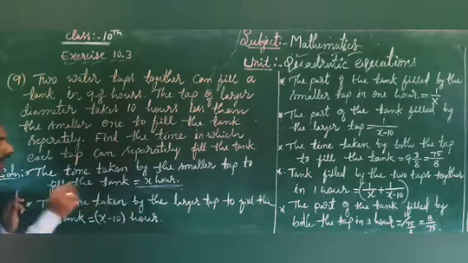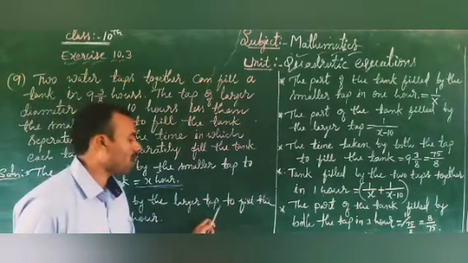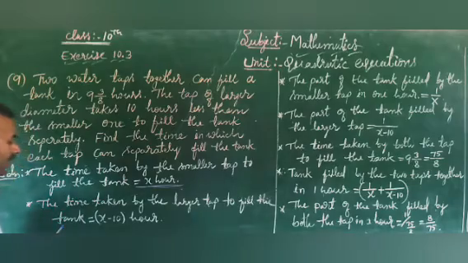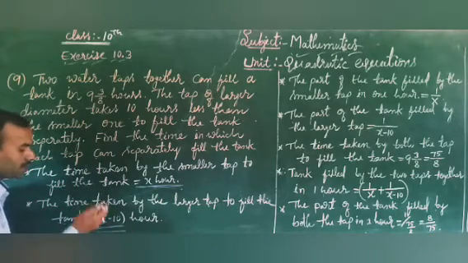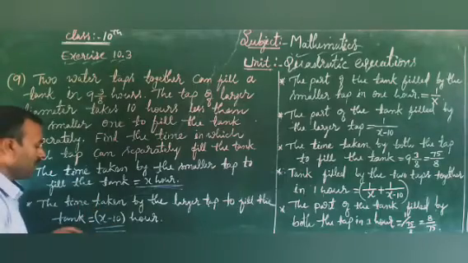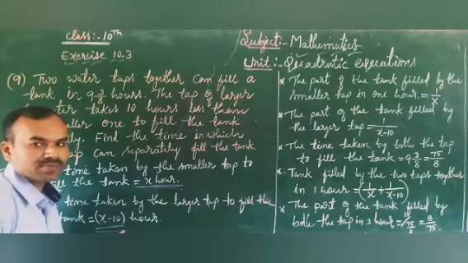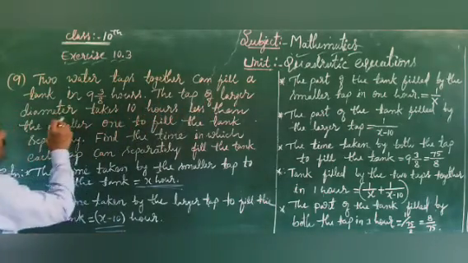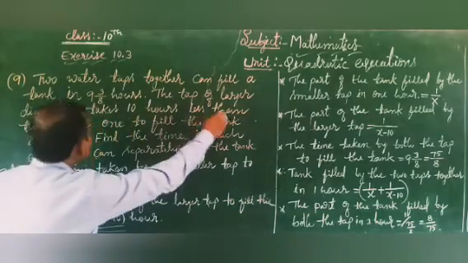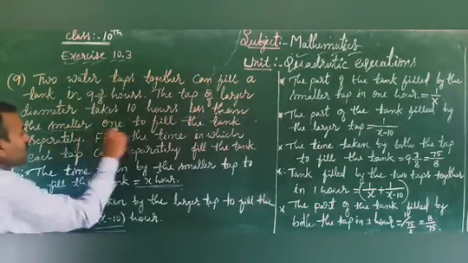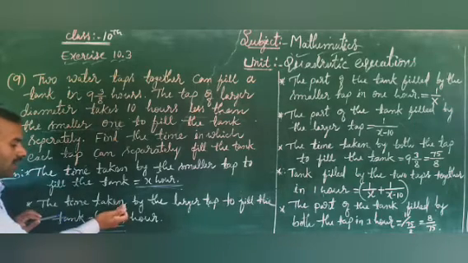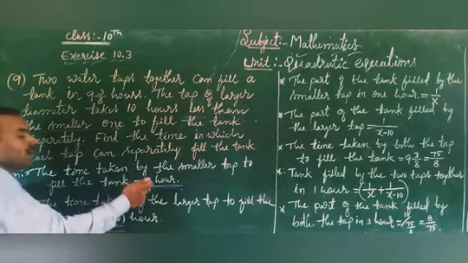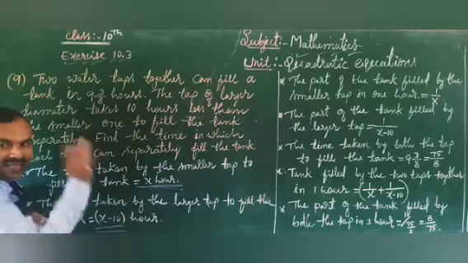Next, the time taken by the larger tap to fill the tank is x minus 10. Why have we taken x minus 10 here? Because it is given that the tap of larger diameter takes 10 hours less than the smaller one. The condition is given in the question, so the larger tap takes x minus 10.